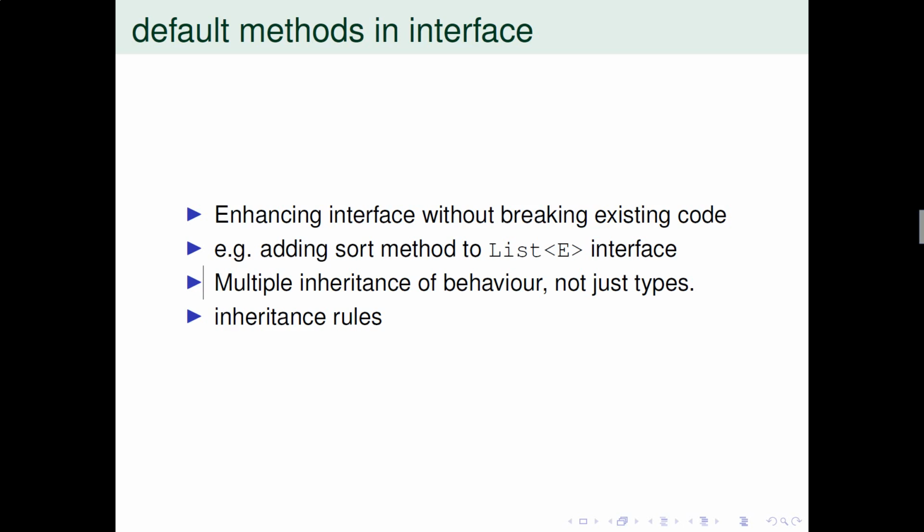So just because of backward compatibility, interfaces were never getting enhanced, the library interfaces especially. And that's why we had to introduce default methods. Multiple inheritance of behavior and not just types. So now we have multiple inheritance of behavior, because now we have implementation even in interfaces. Interfaces have default methods giving us the implementation. So what are the inheritance rules?